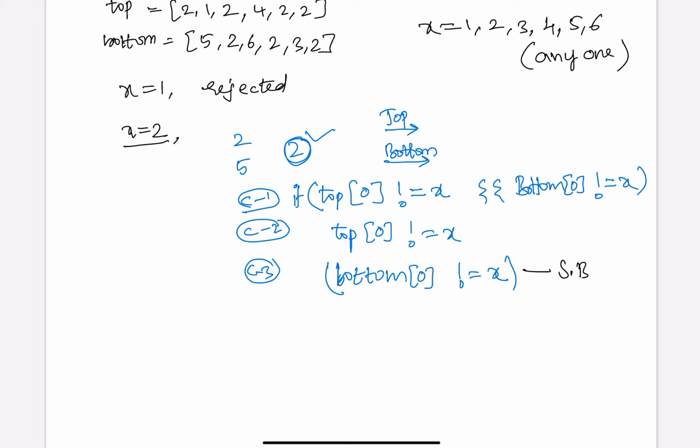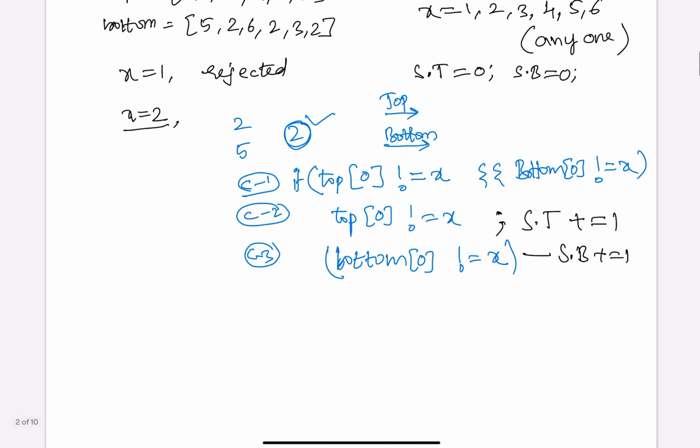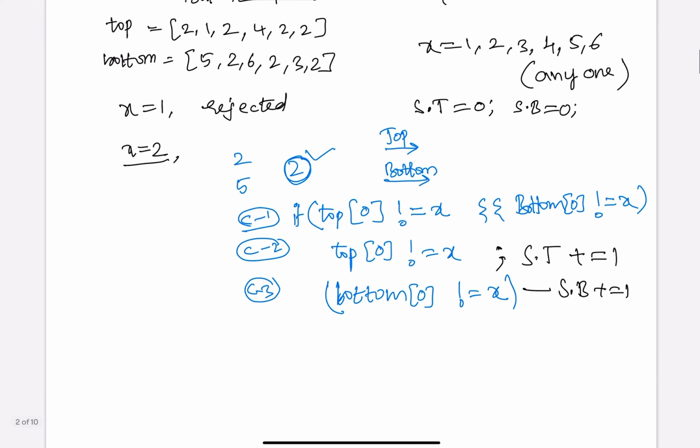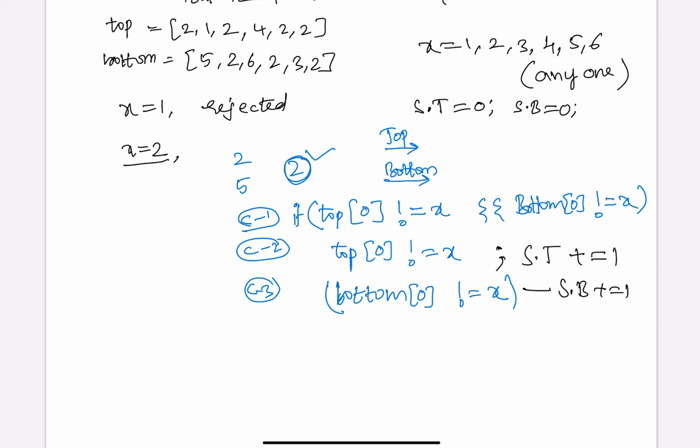Swap bottom plus equal to 1. This is swap top plus equal to 1. Initially we initialize with 0, and this swap. So you take the elements, so we are aiming to get 2.